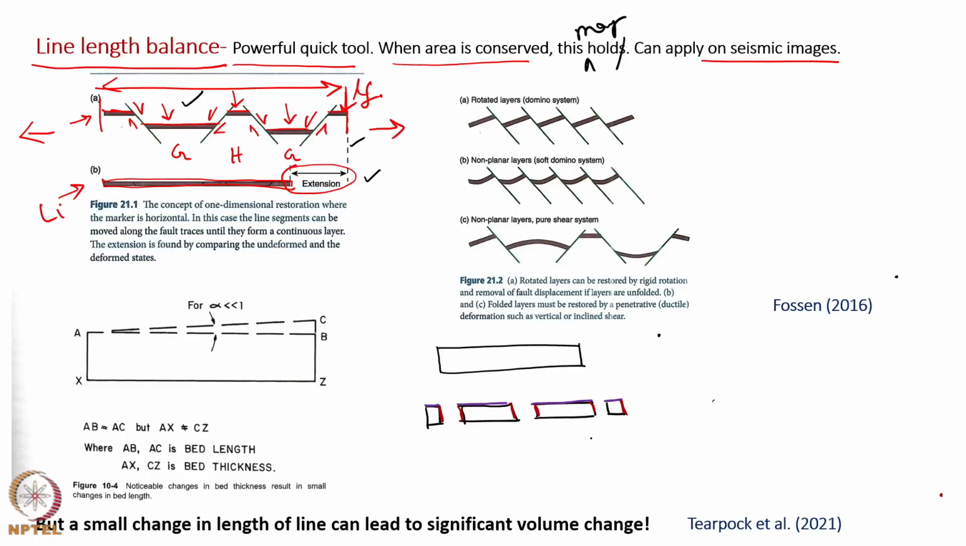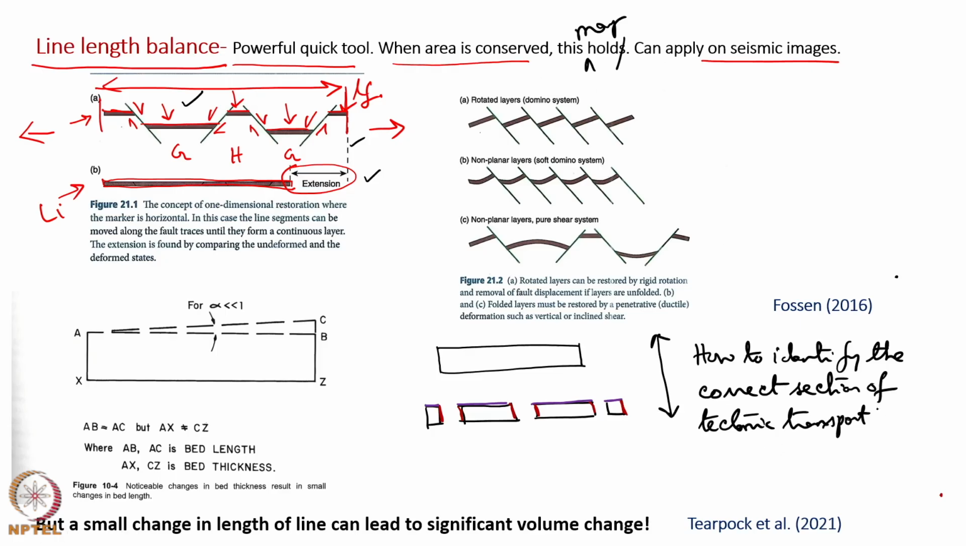A question can come in this kind of work in the field: how to identify the correct section of tectonic transport. Suppose this is a cuboid of rock and we are observing it on this surface. There is no guarantee that the tectonic extension has happened in this way. It can also be possible that the tectonic extension acted in that way. How to know the true direction?